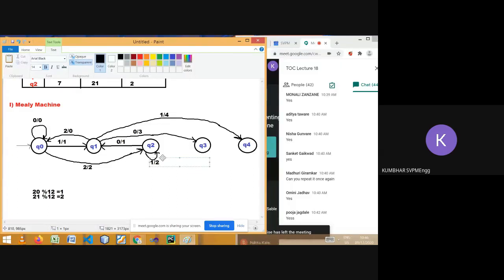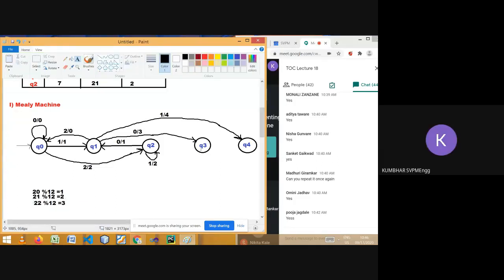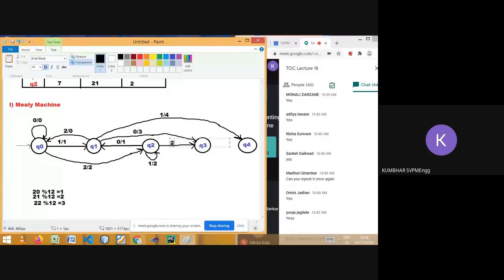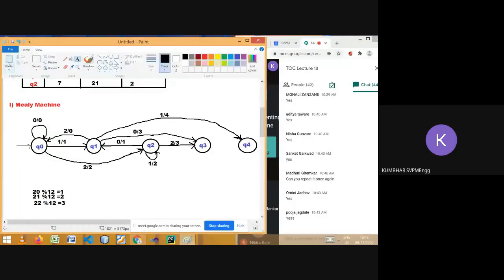Let's check for next. 2 already there, and if one more 2 is there, 2 2 means 8. 8 divided by 5 means 3 remainder. Correct? And 3 remainder is the Q3 state. So I have to show this transition from Q2 to Q3. Input is 2, output is 3 remainder. Am I correct? Yes, sir. So we have completed Q2 also.